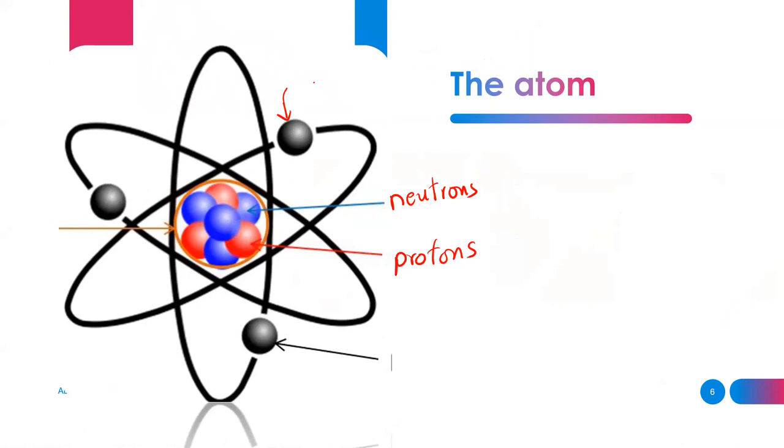Neutrons and protons are inside, but the electrons? Electrons, yes, very good. Do you remember the charges? What is the charge for proton? Positive or negative or neutral? Positive. Yes, very good. So protons are positive. Neutrons are neutral.